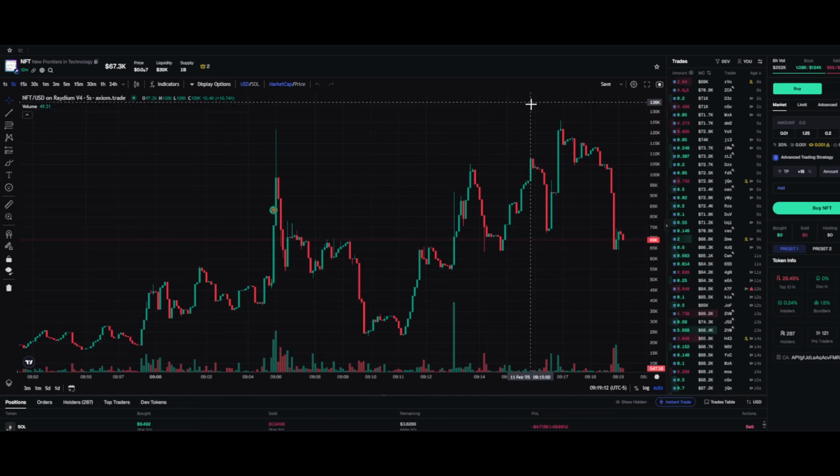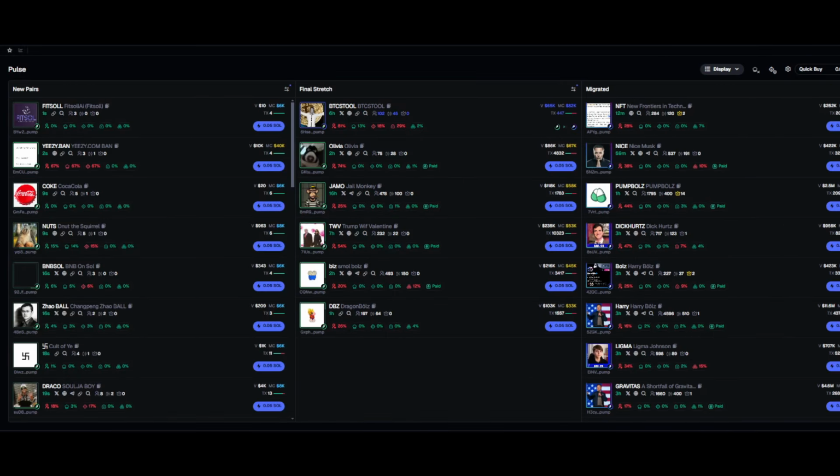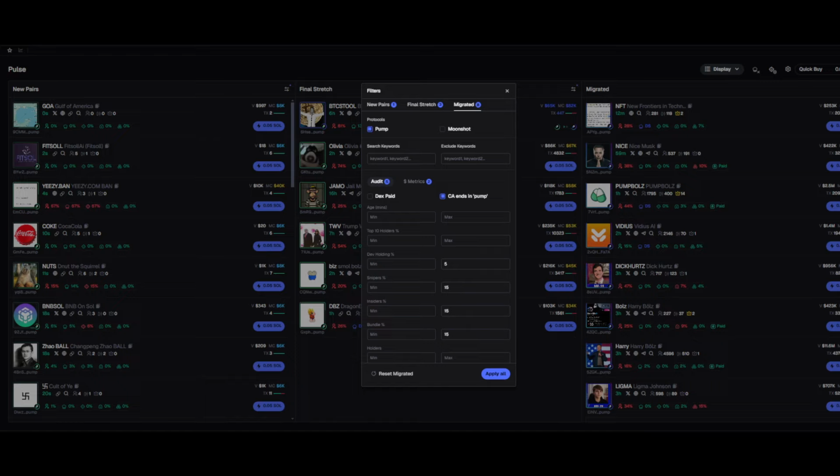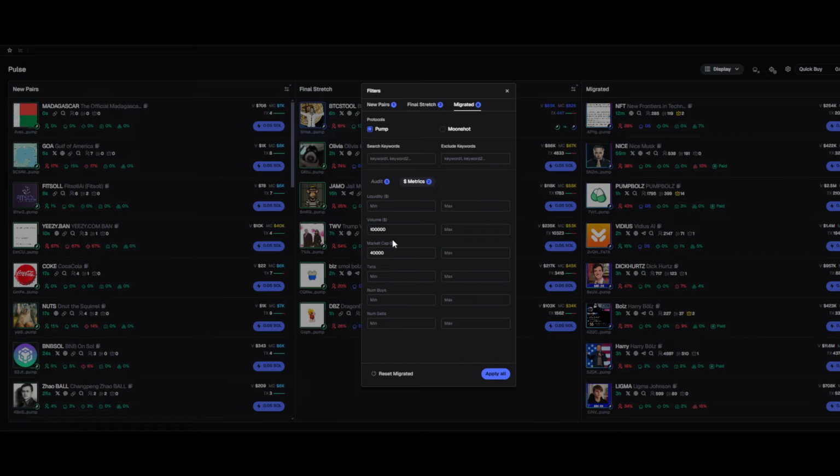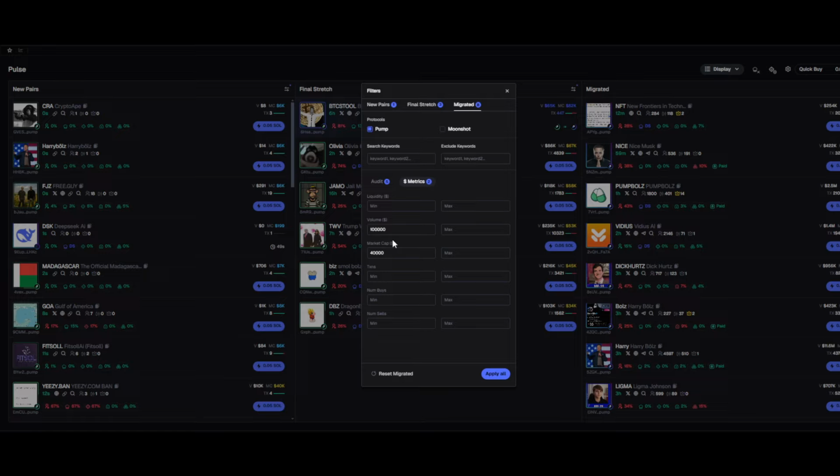Just like that. So when you're using these filters, all you have to do is switch them around depending on how busy the meme coin market is. So if it's a slow day, switch up your filters accordingly.